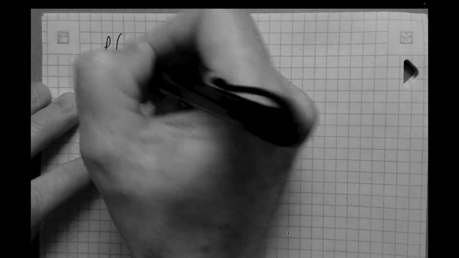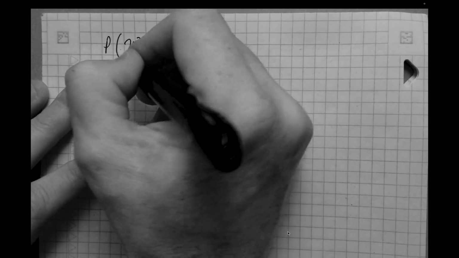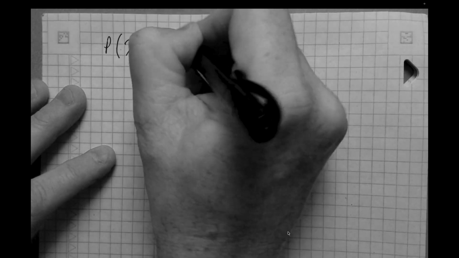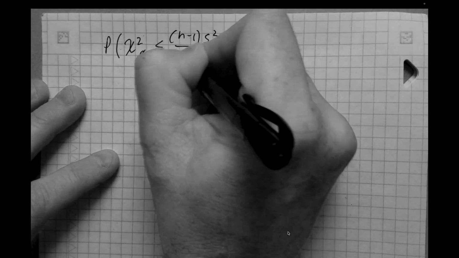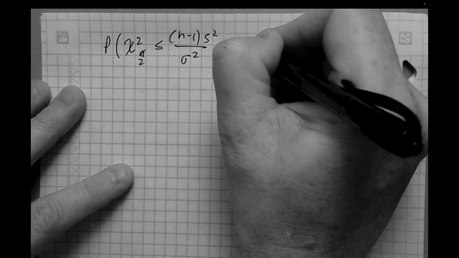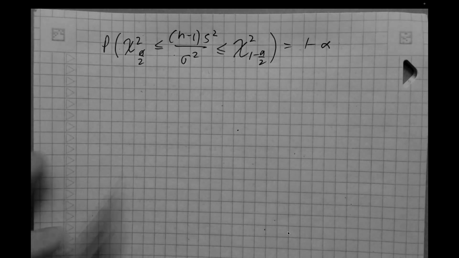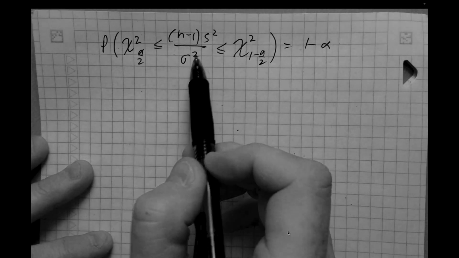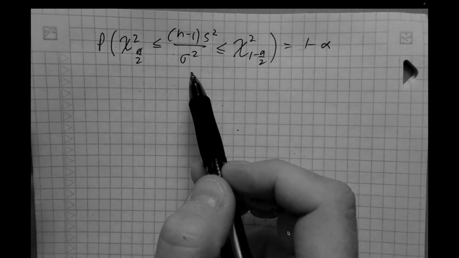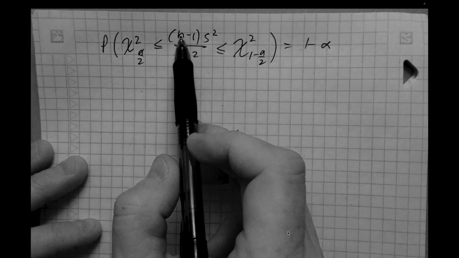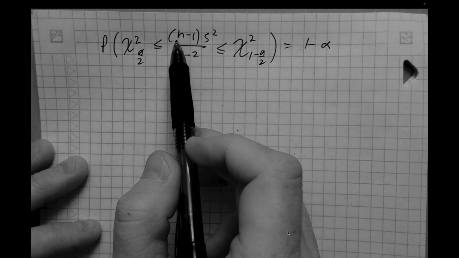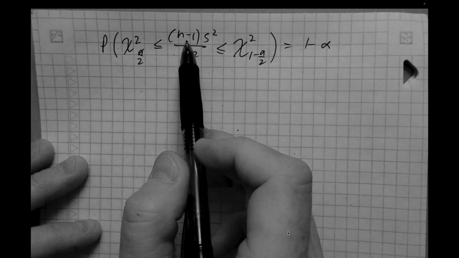This is a straightforward exercise, really just algebra. The result's a little different than what you might expect, though, but let's talk it through. So I've got the probability that chi squared alpha over 2 is less than or equal to n minus 1 s squared over sigma squared, which is less than or equal to chi squared 1 minus alpha over 2. What I'm going to do is derive an expression where sigma squared is isolated in the middle, as you'd expect. So we'll do some algebra and divide everything through by n minus 1 s squared.